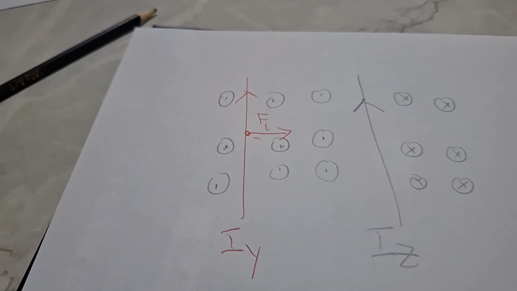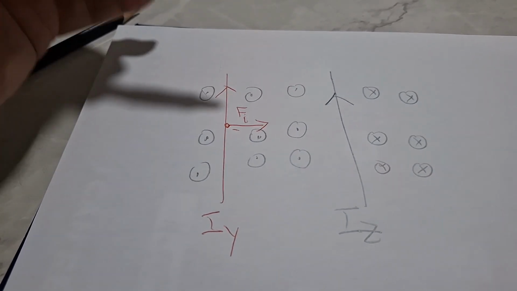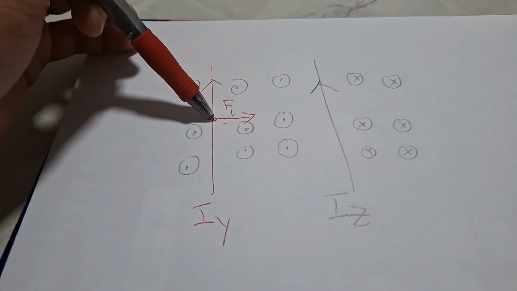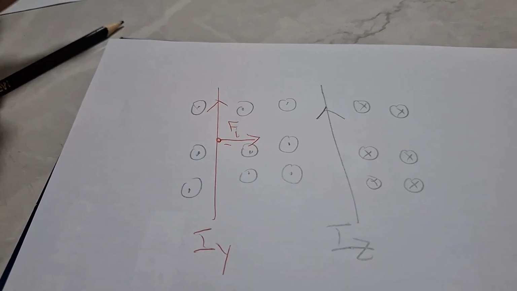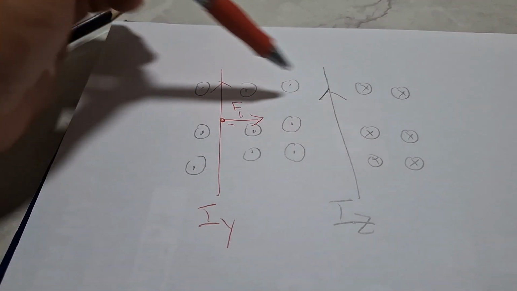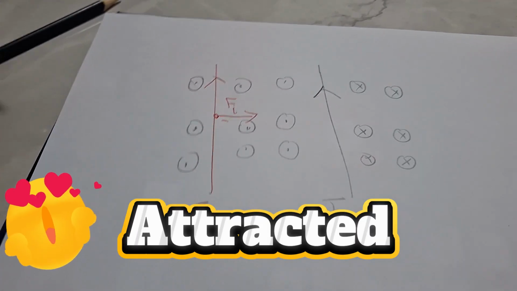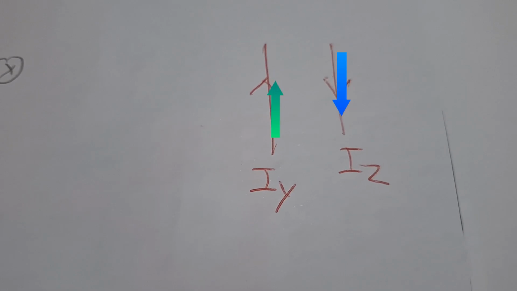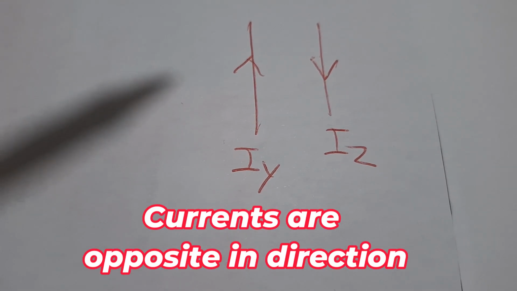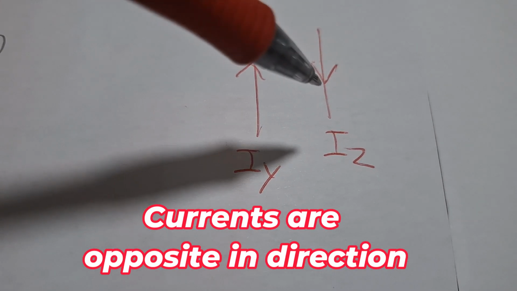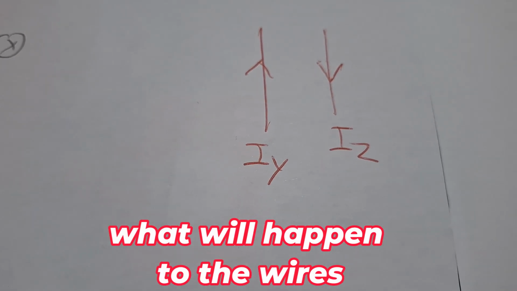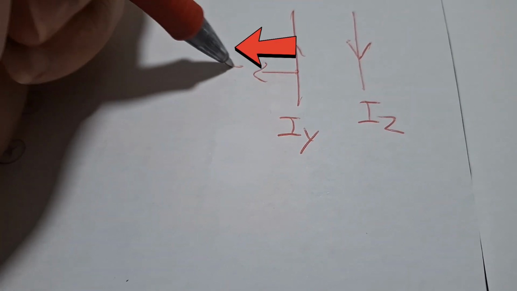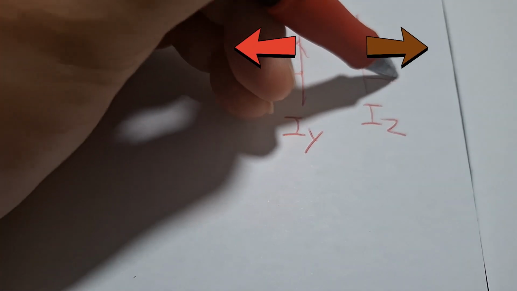So for two cables with current in the same direction, you'll find that if I put these two wires together, because of the interaction of the field lines between them, these two wires will be attracted towards each other. On the other hand, if you look at two cables which carry current in opposite directions, for example current Y going upwards and current Z going downwards, you will find that these two wires will experience a repulsion force. The force induced on them will be repulsion.